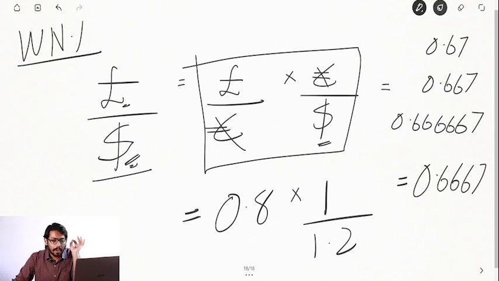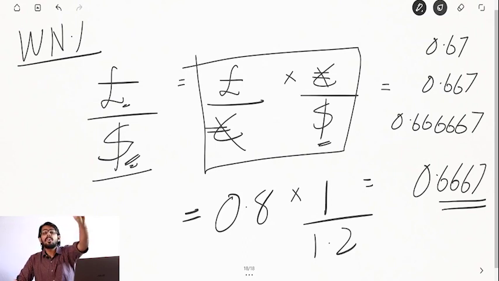Okay. In foreign exchange, exchange rates are always expressed in 4 decimal places. Your answer has to be in 4 decimal places, not less than it, not more than it. So 0.6667, correct up to 4 decimal places. In your calculator, the answer will be 0.666666 and it will go on like that. Okay, it has to be 0.6667.